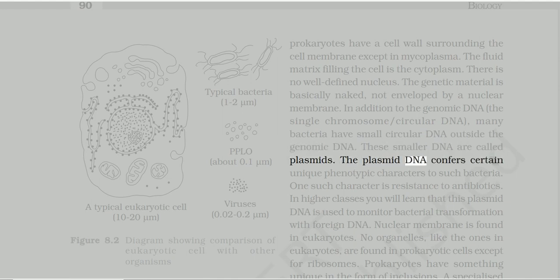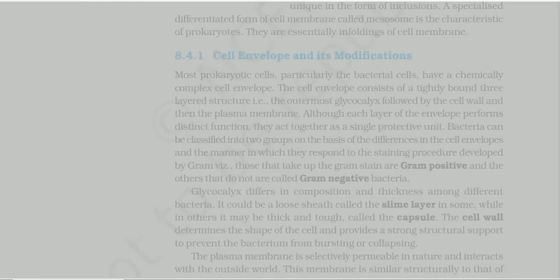These smaller DNA are called plasmids. The plasmid DNA confers certain unique phenotypic characters to such bacteria. One such character is resistance to antibiotics. In higher classes you will learn that this plasmid DNA is used to monitor bacterial transformation with foreign DNA. Nuclear membrane is found in eukaryotes. No organelles, like the ones in eukaryotes, are found in prokaryotic cells except for ribosomes. Prokaryotes have something unique in the form of inclusions. A specialized differentiated form of cell membrane called mesosome is the characteristic of prokaryotes. They are essentially infoldings of cell membrane.